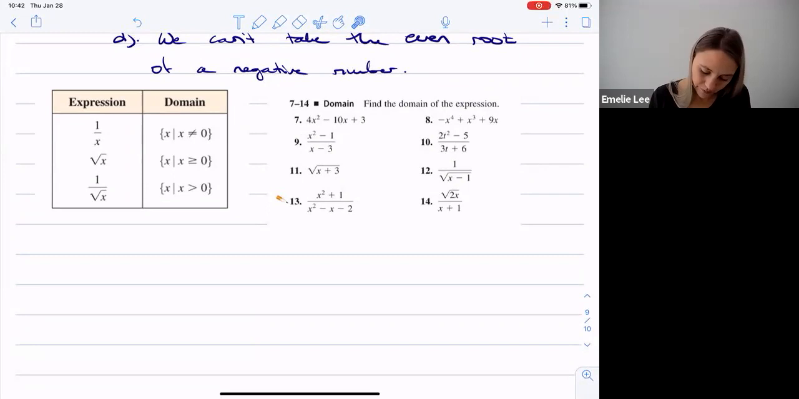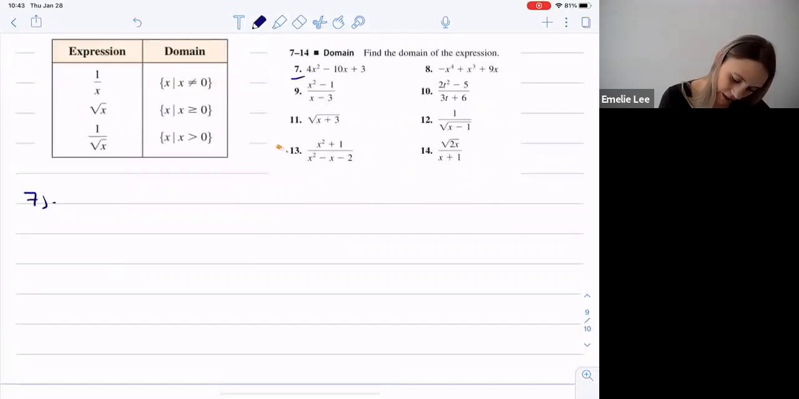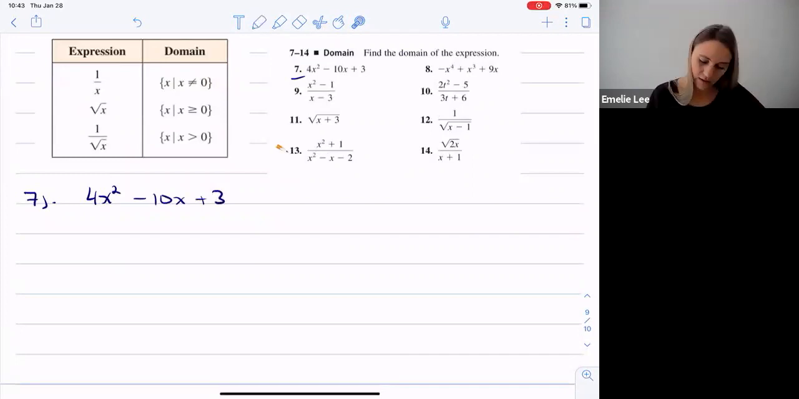So we'll start with 7. Okay, because it's good to see something like 7. So 4x squared minus 10x plus 3. So we have to find the domain of the expression.